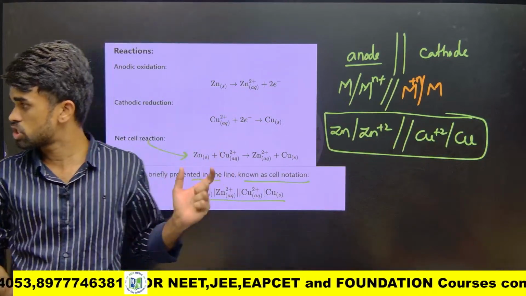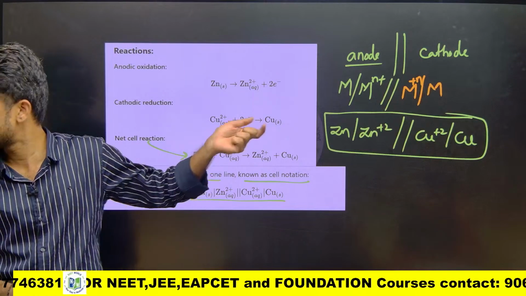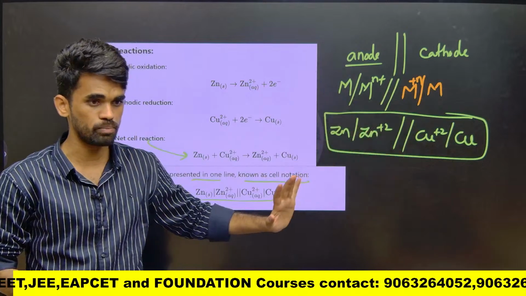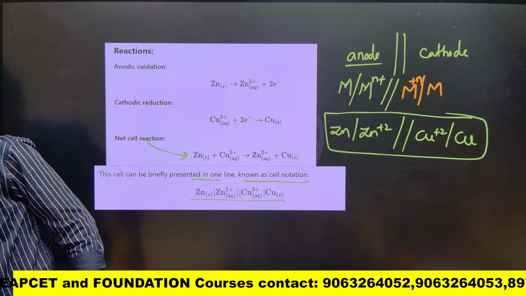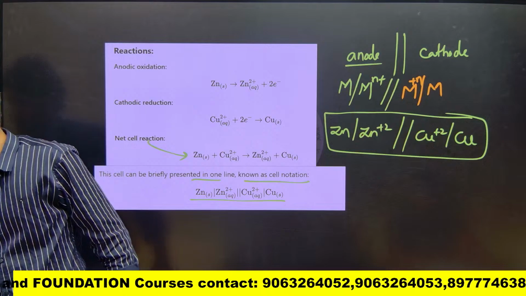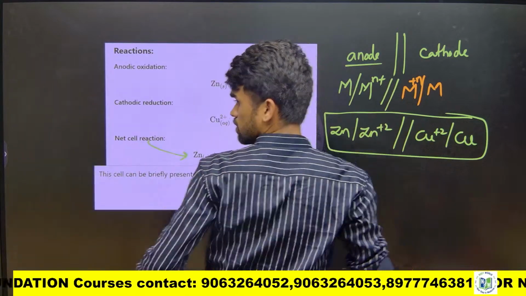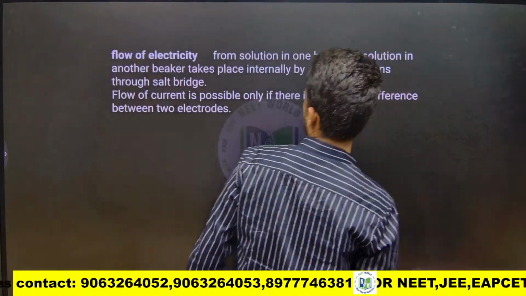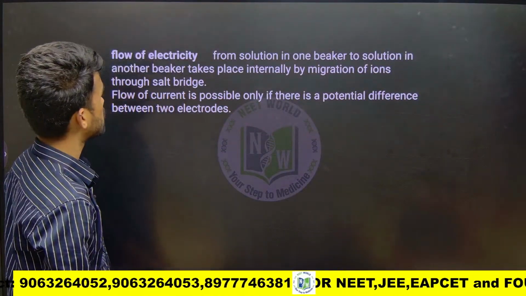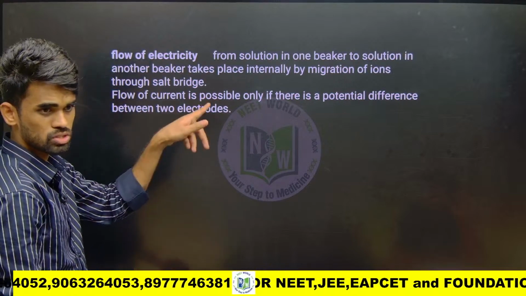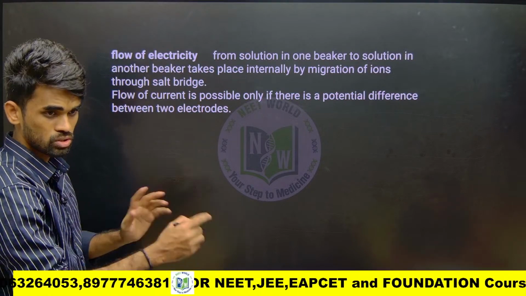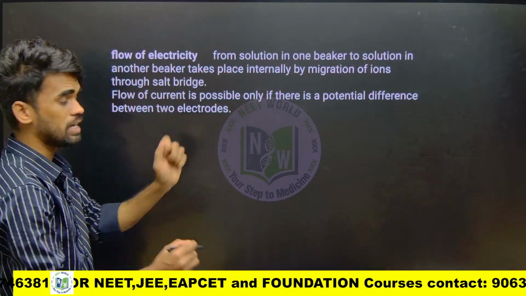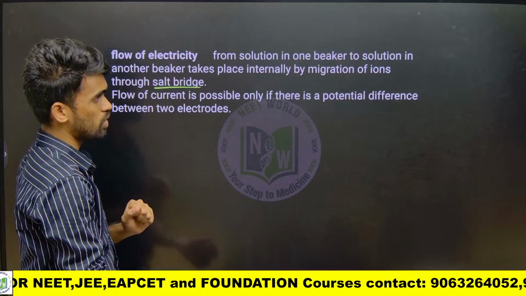Okay, this is clear now. First oxidation, I mean the anode compartment, then the salt bridge, then the cathode compartment. That's it. Then next we'll discuss a few more things. Flow of electrons takes place from one beaker to another beaker through the external circuit, and electricity flows in the internal circuit through the salt bridge. This is what we have seen.